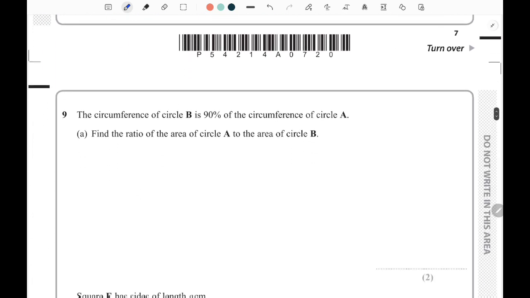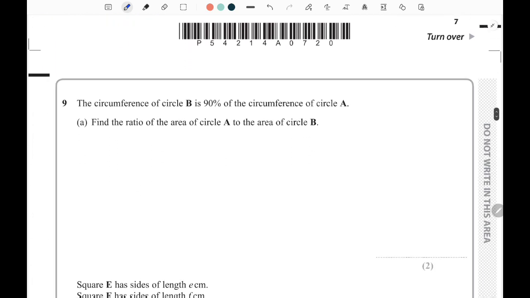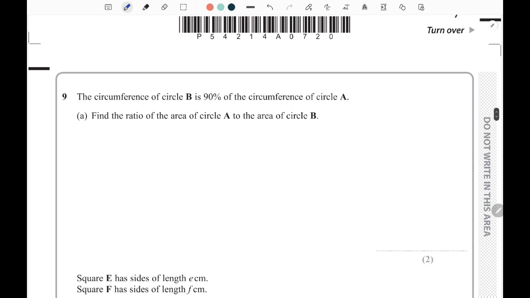Okay. Right, number 9. Now, the wording of this question is something you have to watch out for, and the order in which you get things. You've basically got 2 circles, all right? A, and one that's slightly smaller, B. All right. And they're saying that the circumference of B is 90% of the circumference of A. All right. So they're taking ratios of the length of the circumference.